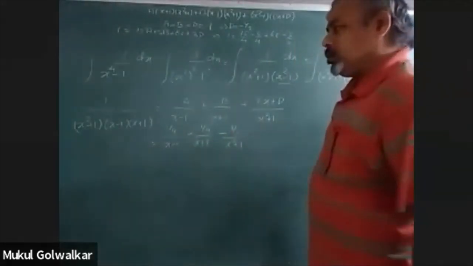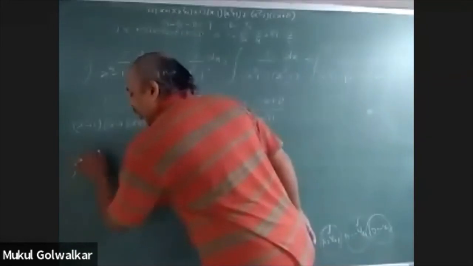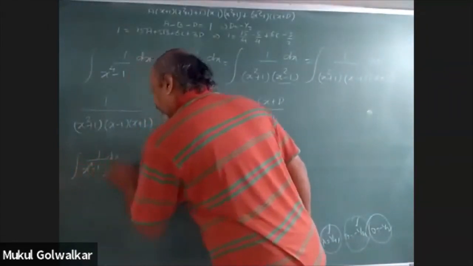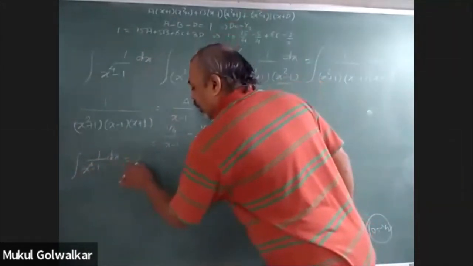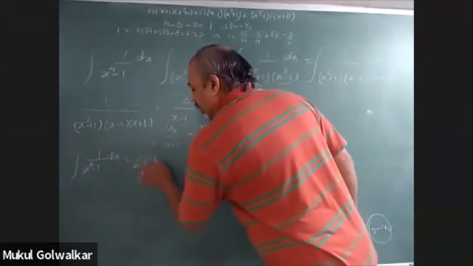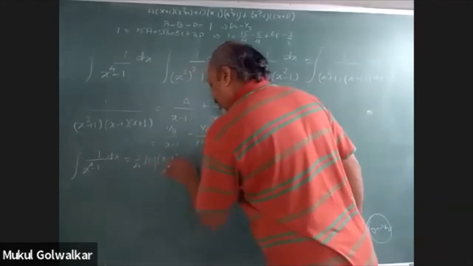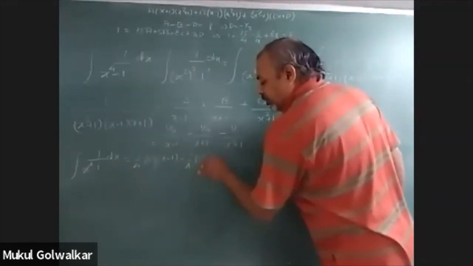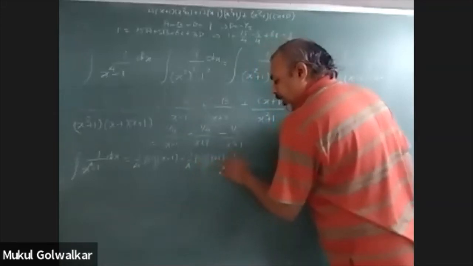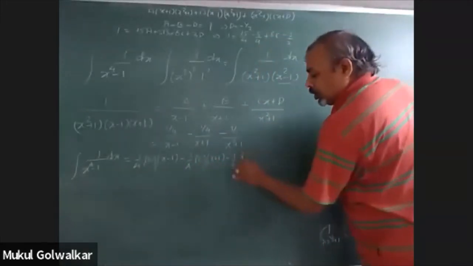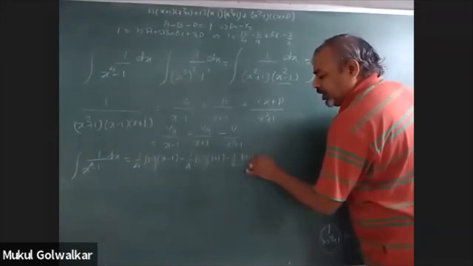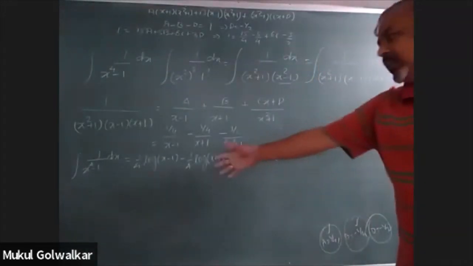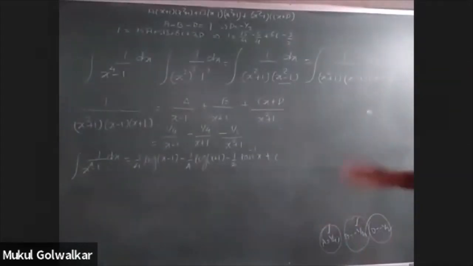So when we integrate 1 upon x to the power 4 minus 1 dx, what answer are we going to get? 1 by 4 log of x minus 1, minus 1 by 4 times log of x plus 1, minus 1 by 2 times tan inverse x plus a constant. This is the way in which we are going to get the answer of the problem.